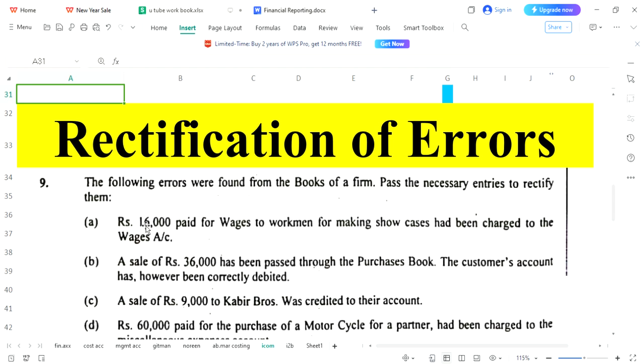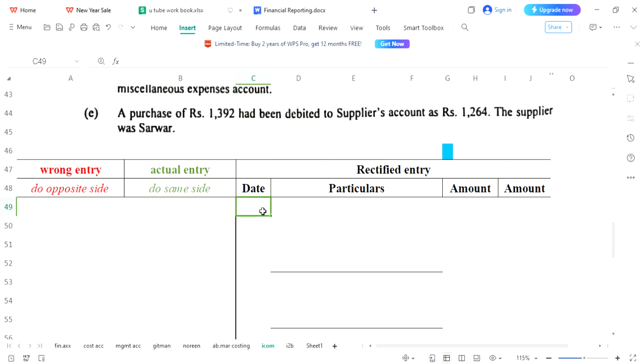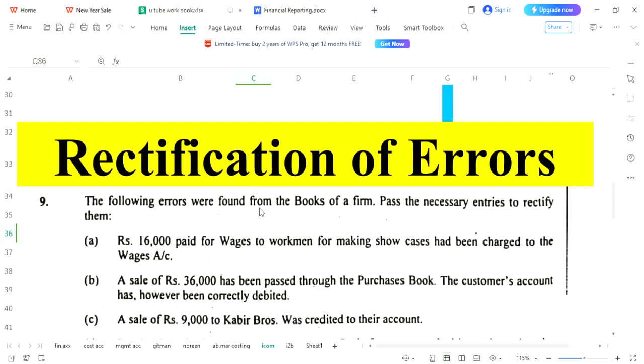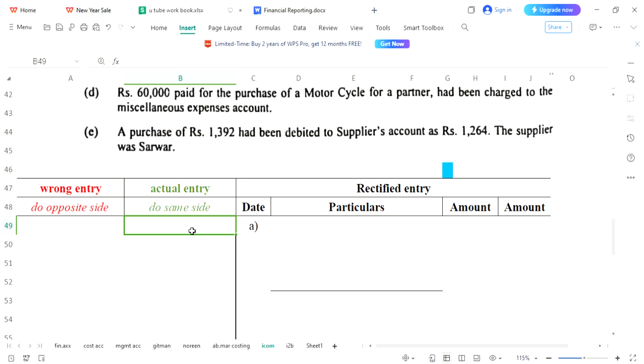So we are now ready to start our question. First, the A entry. Let's put its date first. 16,000 paid for wages to workmen for making showcases. Showcase means furniture. Actually, furniture is our asset. Asset is increasing. The actual entry was to write furniture on the debit side. This was your first entry. Furniture was required to be written on the debit side.